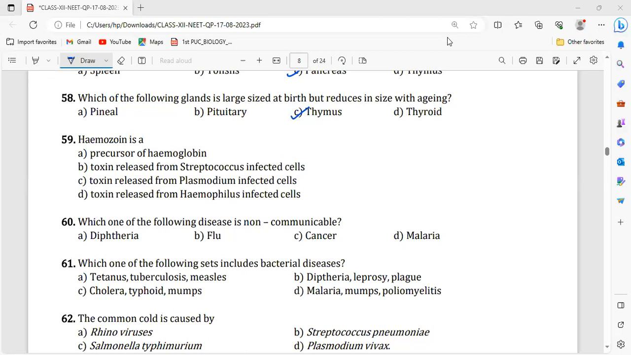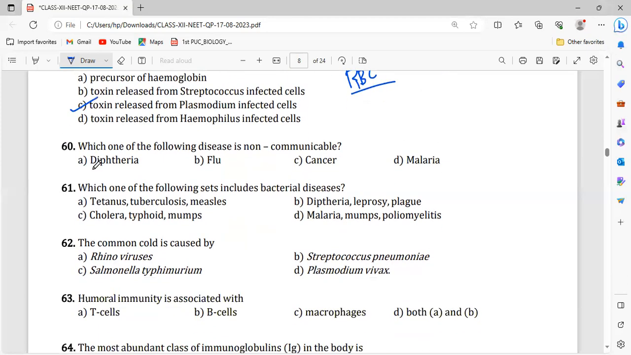Next, question number 59. Hemozoin is. So hemozoin we will see in the malaria parasite life cycle. So that is Plasmodium. In the Plasmodium life cycle, when this Plasmodium infects RBC, then from the RBC one toxin is released, that is the hemozoin, right? So here, if we see the options, it is option C.